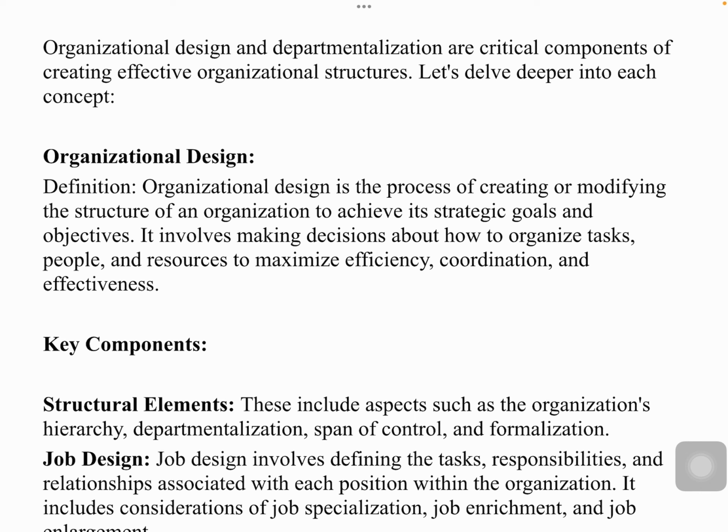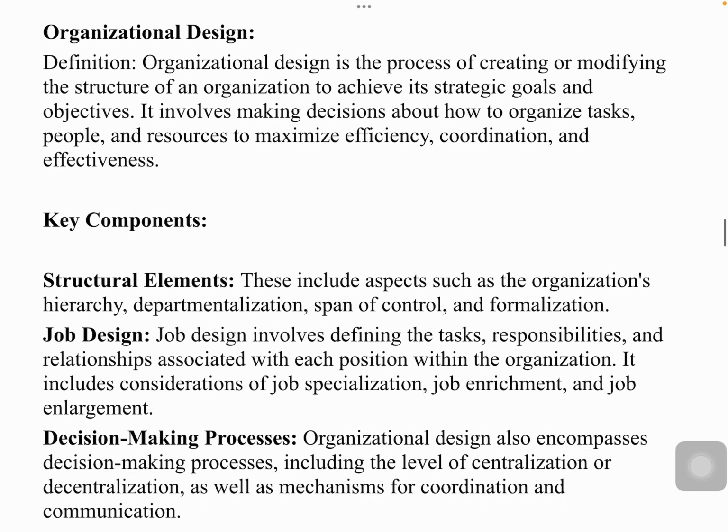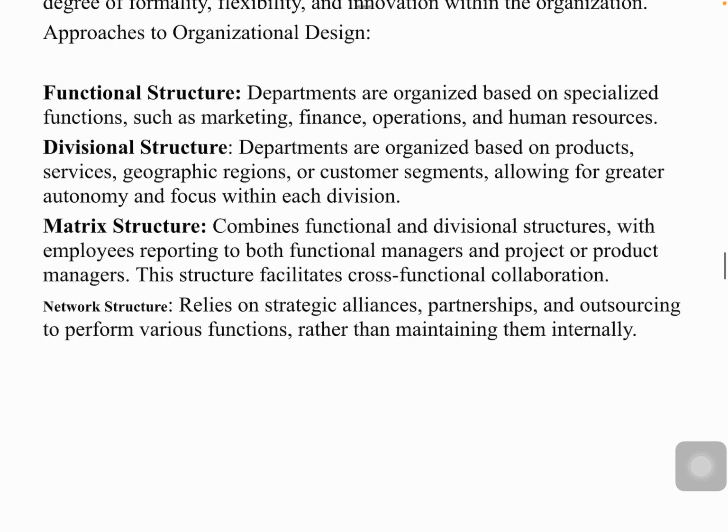So, an example of organizational design is designing a new department to handle your digital marketing, a new department to handle your market and create advertisements, marketing, etc. So that is organizational design. So next is types of organizational design.